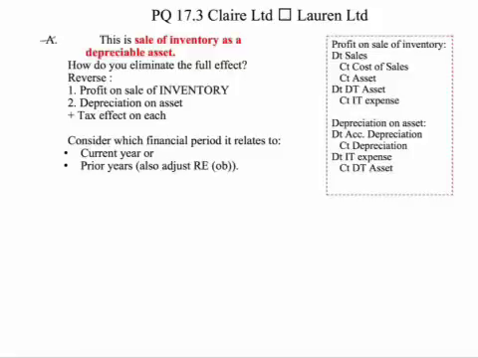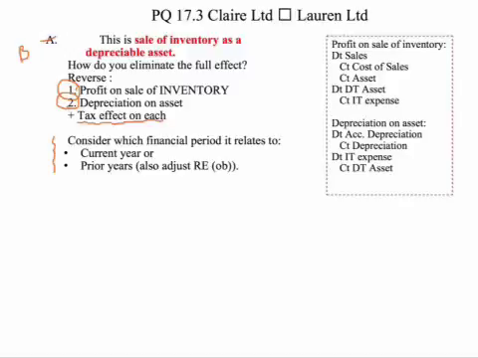Okay, so in this example 73b, it's a sale of inventory that is then used as a depreciable asset. To eliminate the full effect, we're going to reverse first of all the profit on the sale of the inventory, and then secondly adjust the depreciation so that it's in line with the cost of the asset at group level. And then of course, if we affect the balance of an asset or a liability item, the deferred tax implication on that.